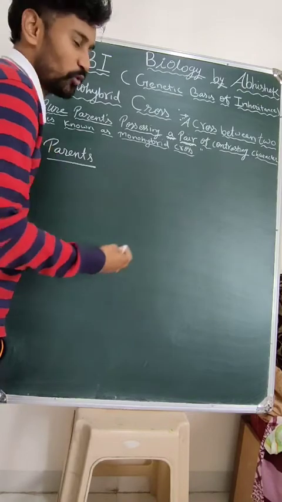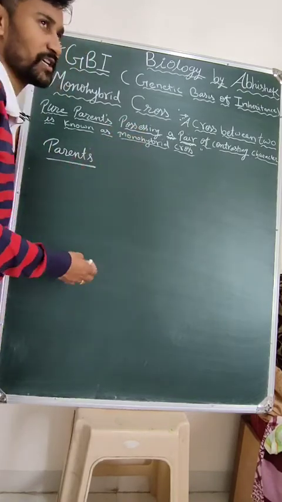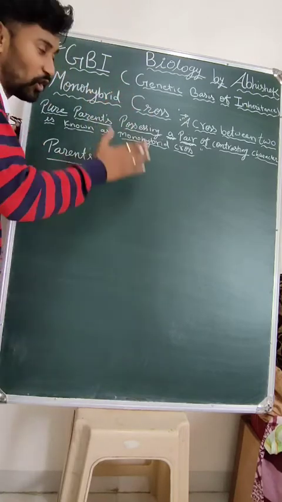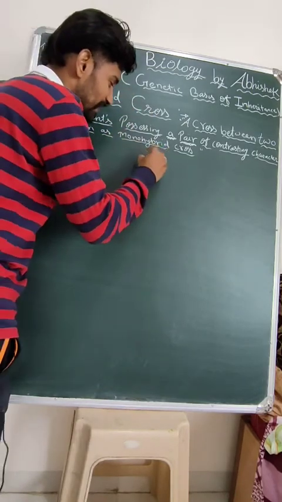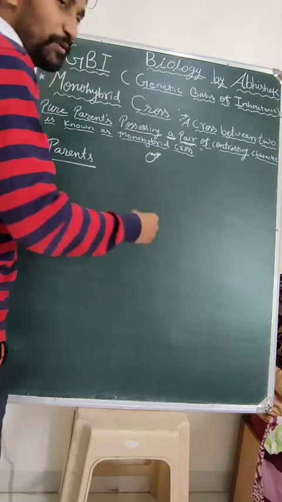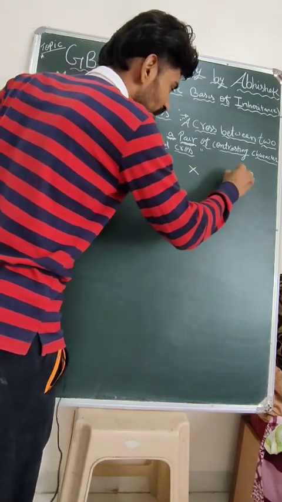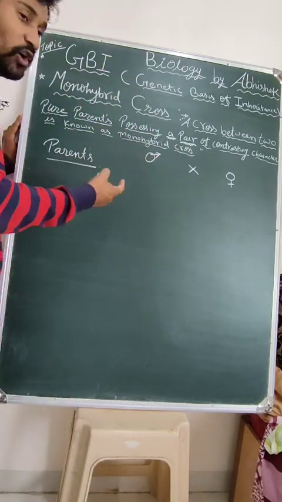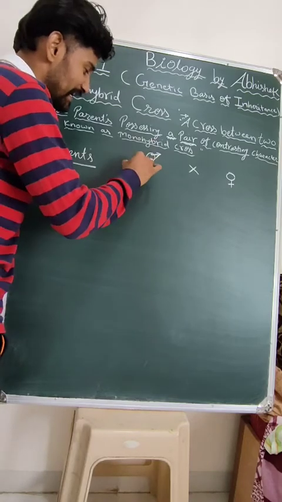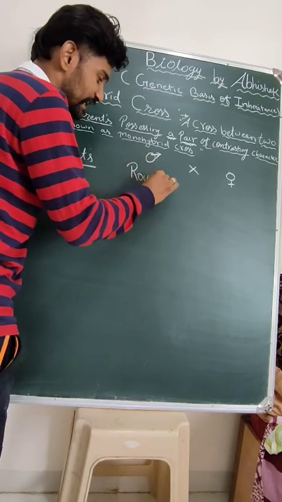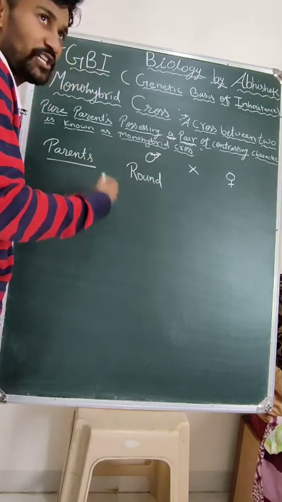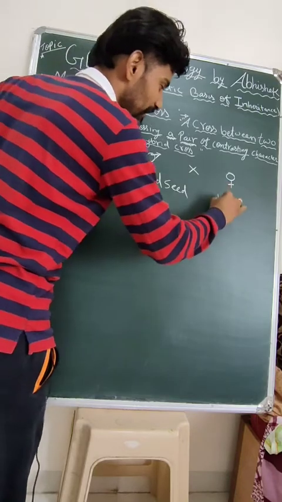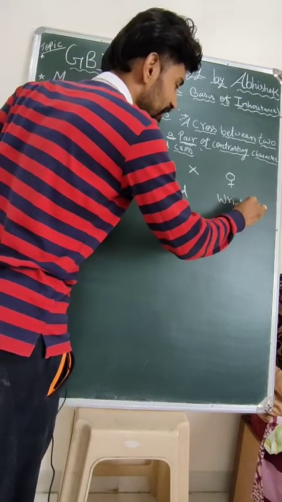To perform a monohybrid cross, or any cross, Mendel performed 3 different steps. So we perform all the 3 different steps. First step is known as selection of pure parent. So here we select a male parent or a female parent. What parent have we selected? That parent is a round seed. We are taking the seed shape character. So round seed plant is crossed with wrinkled seed plant.